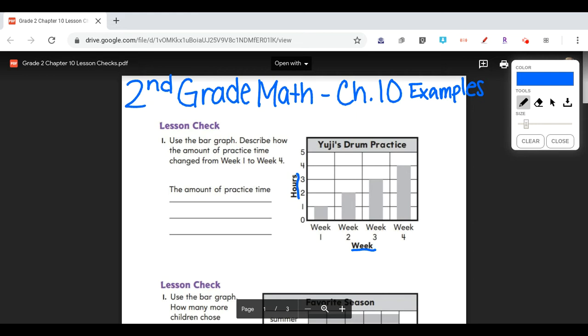And we see in week 1, there was only 1 hour. In week 2, there was 2 hours. In week 3, there were 3 hours. In week 4, they practiced for 4 hours. So a way that we could say is the amount of practice time did what? How did it change from week 1 to week 4? Well, it increased.